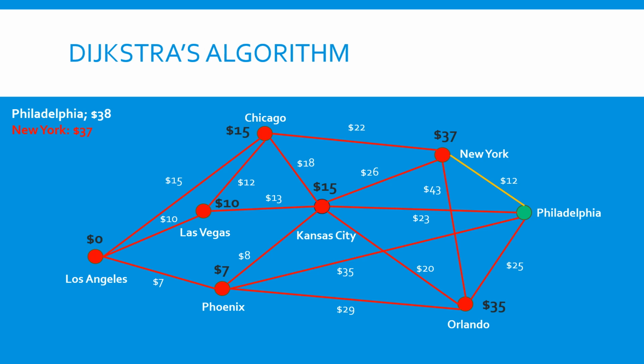Based on the greedy rule, we choose New York and record a total cost of $37. Reaching New York reveals a new path to Philadelphia, but it does not improve the current one. At last, we reach Philadelphia for $38. We have reached all cities and can terminate the algorithm.